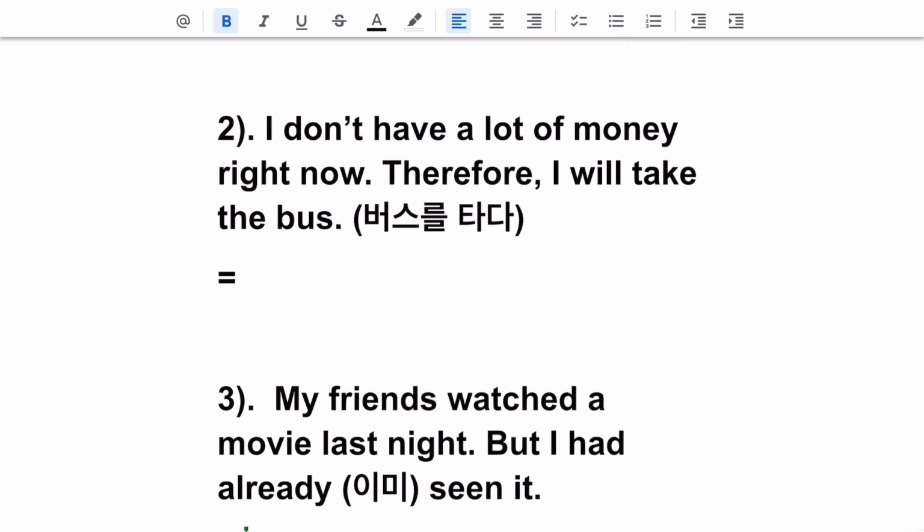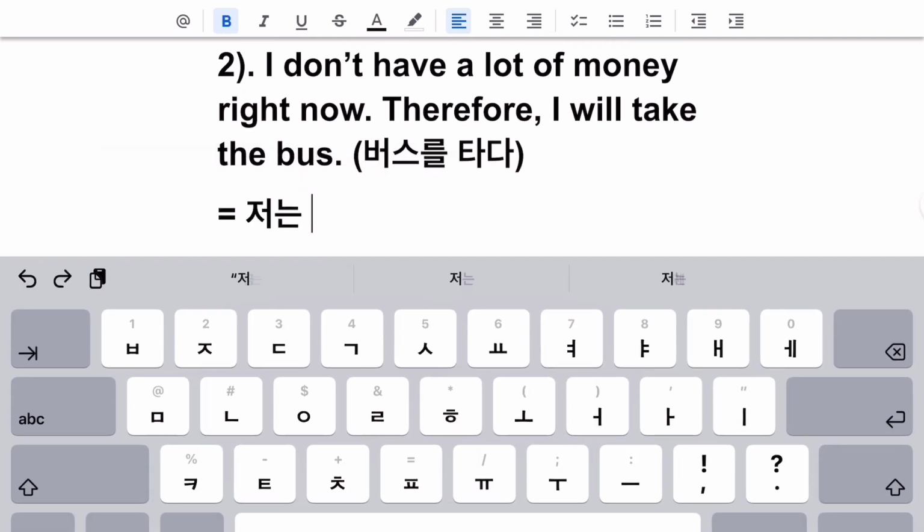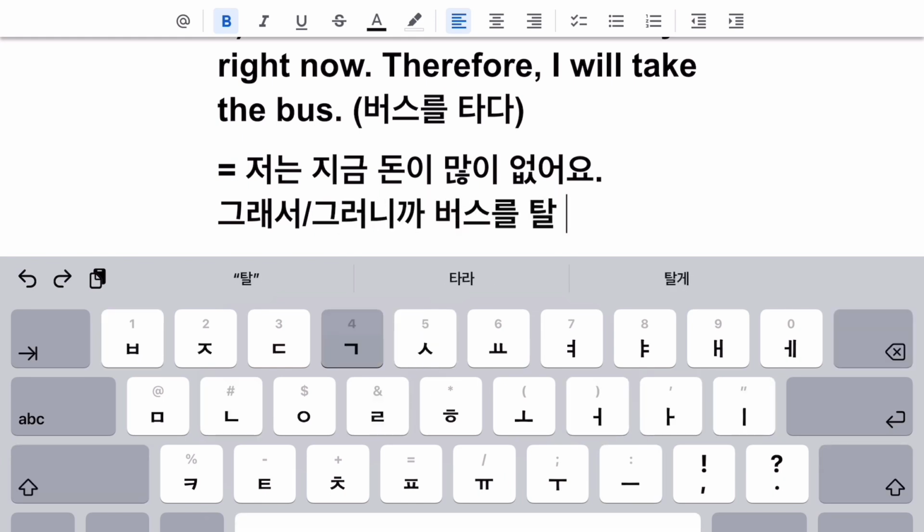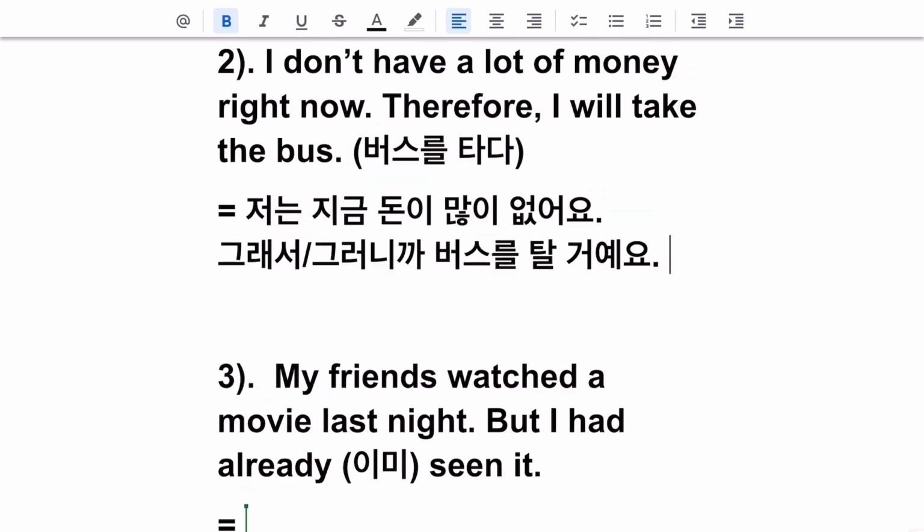So I got 저는 지금 돈은 없어요. 그래서 버스를 탈 거예요. 저는 지금 돈이 없어요. 그래서 this one technically could be either one. 그래서 or 그러니까 버스를 탈 거예요. Okay? And Jolene, are you gonna type yours or will you say?